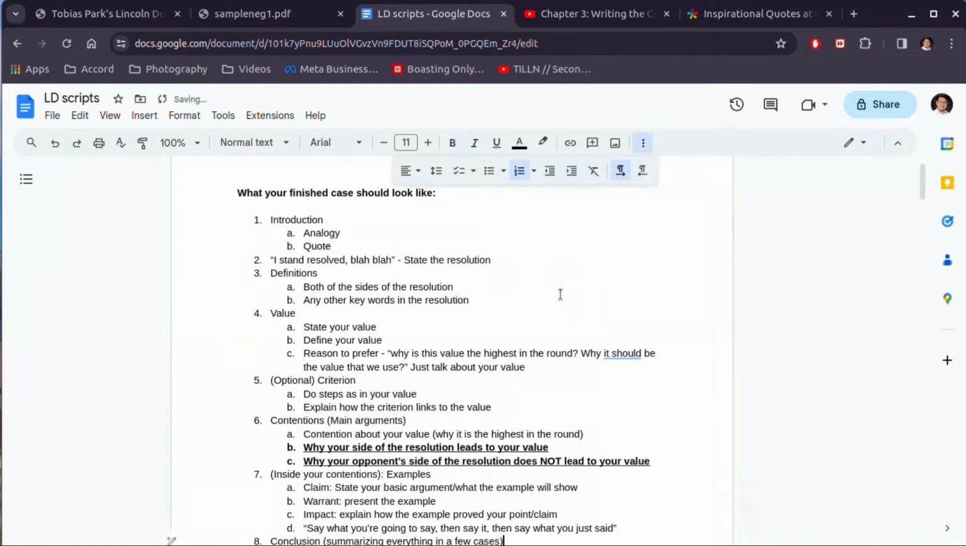All right, so I know I've just been talking and writing this stuff, and it's hard to keep track of it. So let's actually look at an example. I'm going to show you an example neg case that I wrote.